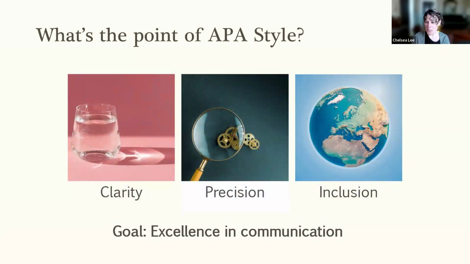So first off, what's the point? What's the point of having APA style at all? The goal is to be able to communicate well so that we can understand each other and be able to move society in a good direction. And then the three main principles of APA style that we emphasize are clarity, precision, and inclusion, so that it's clear what you mean. You're being particular about the exact thing that you mean rather than having vague generalities, and that you choose language that includes people so that people understand that they are being communicated to.